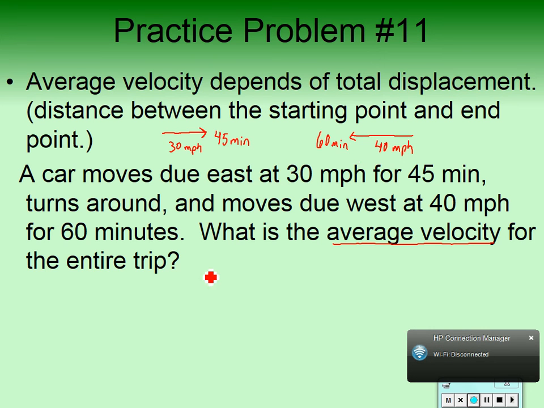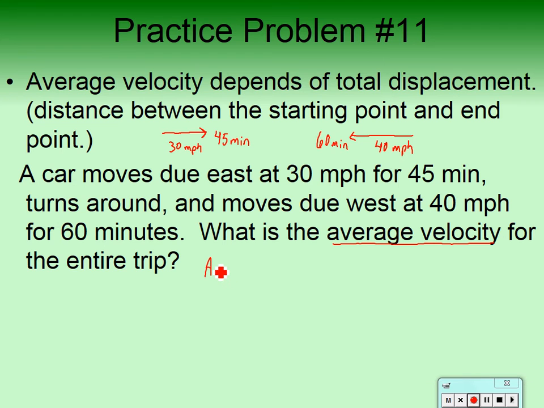Okay. What I always like to do is put the formula of what we're trying to find, average velocity. Average velocity is equal to change in displacement divided by the change in time. Now, the part that makes this problem kind of complicated is finding the change in displacement, because it gave us a speed and a time. So we don't really know how far he moved unless we do a little bit of math.